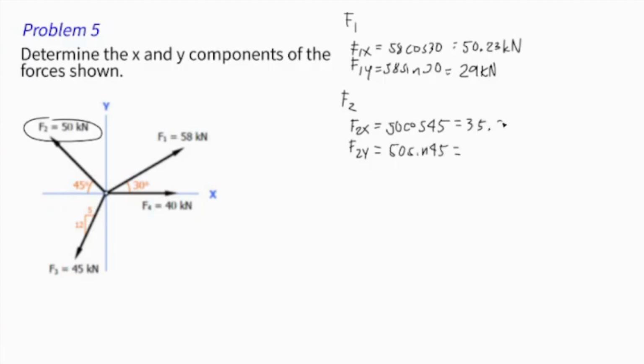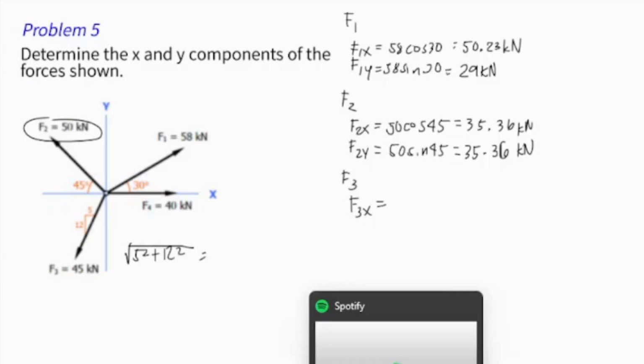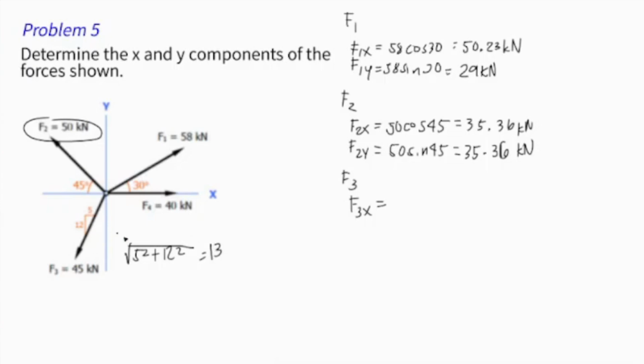35.36. And 50 sine 45 is same lang naman, 35.36 kilonewtons. And yung F3 naman will be 45 kilonewtons and may slope siya na given. So, F3x will be, hanapin muna tuloy natin yung hypotenuse. So, square root of 5 squared plus 12 squared equal yan sa 13. So, 13 ang value nitong hypotenuse na to.